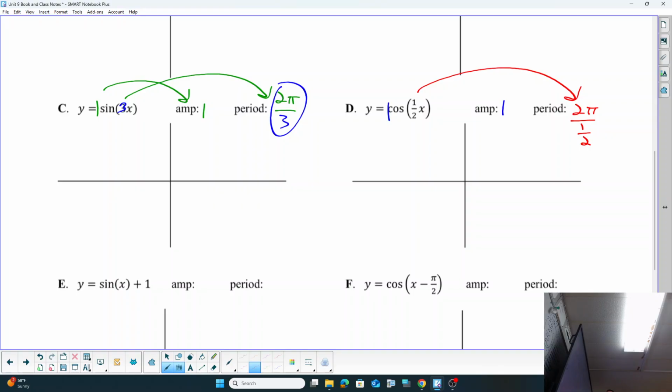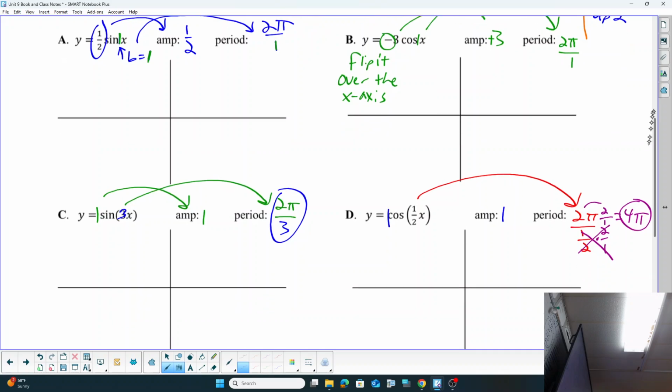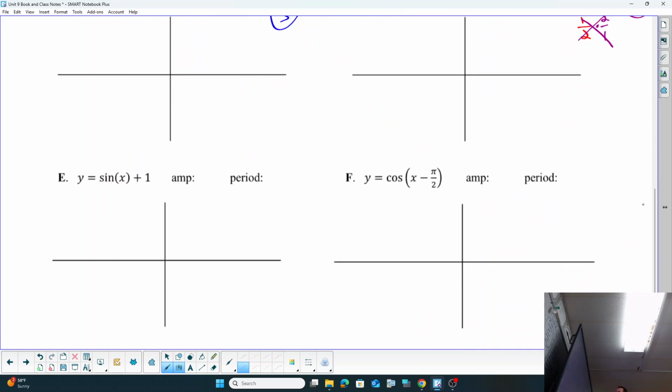2 pi over 1/2, you have to keep, change, flip. So that means you'd have to multiply it by 2 over 1. 2 pi times 2 over 1, and then 2 times 2 is 4 pi. So that's really being stretched really far. We'll show you that one in a second too. And then we'll do our midline.